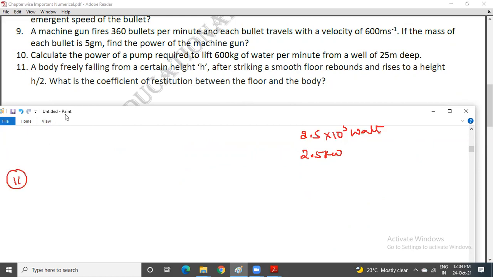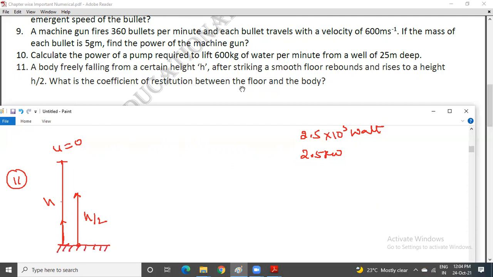Next, 11th. So this particular question may be given as and when if long answer is given related to the collisions. A body freely falling from a height h. Just imagine like this. It is height h, allowed to fall freely, u is 0. After striking the ground, it goes to a height, you see, it goes in the same path only, but for the sake of understanding, we draw like this. So it goes to half of the height only.